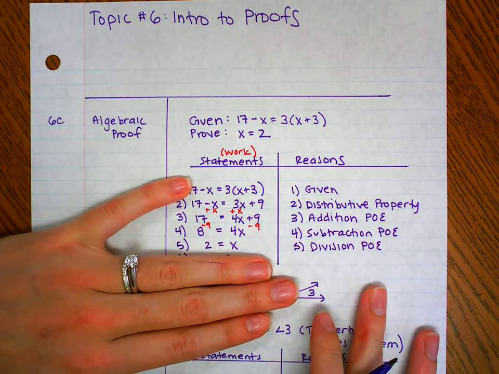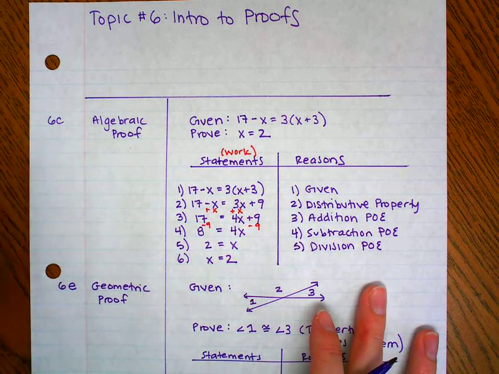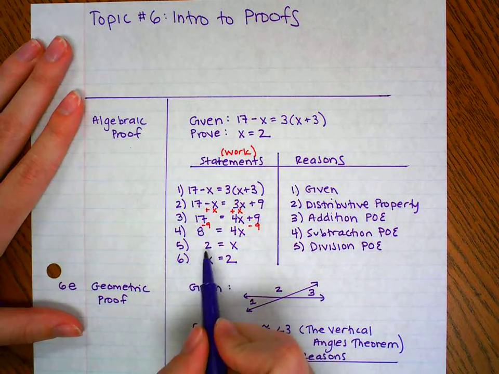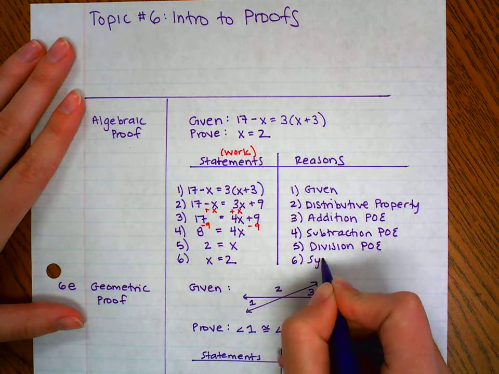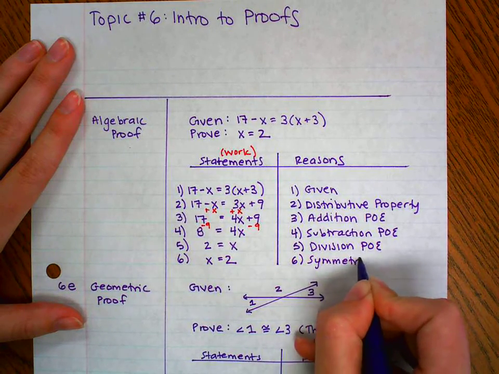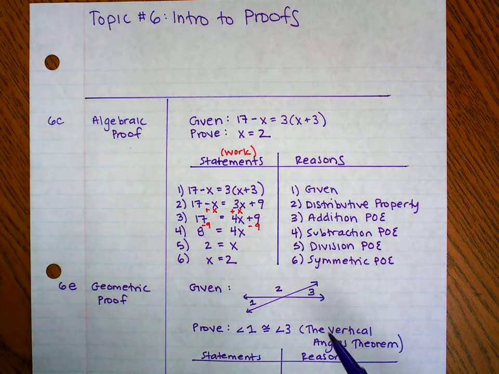Now, you might have in the past just flipped it at the end to x equals 2, but we have to give a reason for every single thing that we do. And the reason I can go from 2 equals x to x equals 2 is because of the symmetric property of equality. Some of these properties you've seen before, and some of them you might not have, and that's okay.